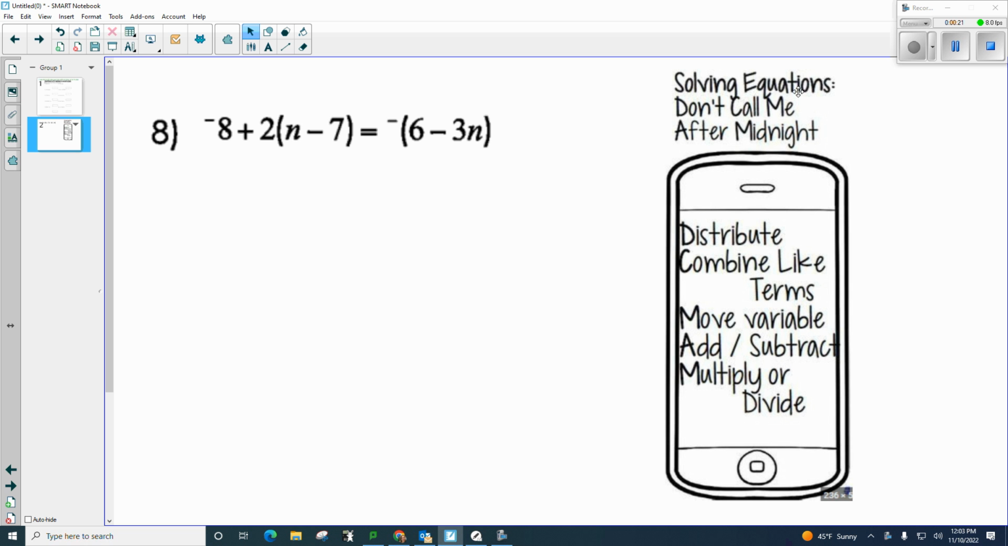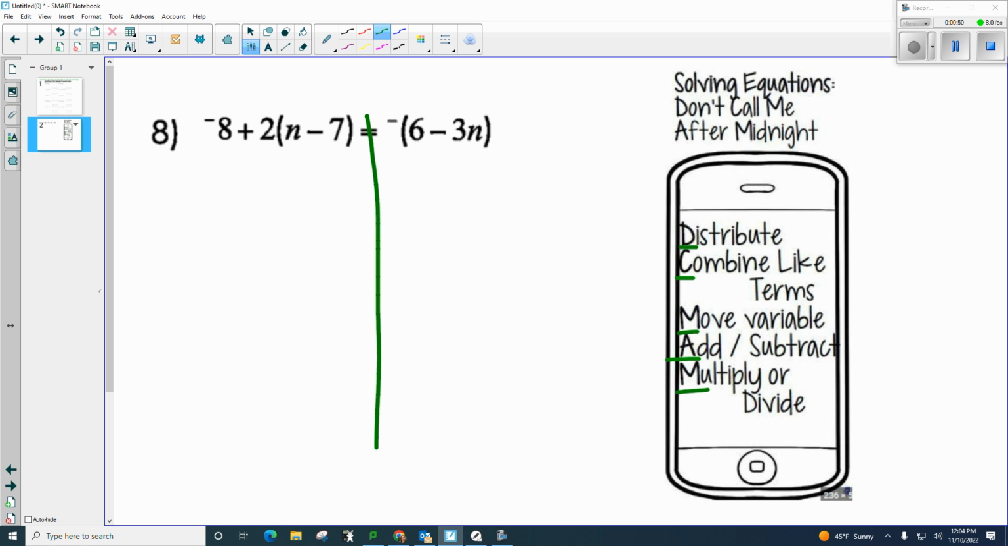So there's a little acronym to remember for solving equations: Don't call me after midnight. That just will help you to remember the letters. First is D for distribute. Call is combine like terms. Me is move the variables to one side. After is add or subtract. And midnight is for the M for multiply or divide. So that's just a way for you to remember those steps.